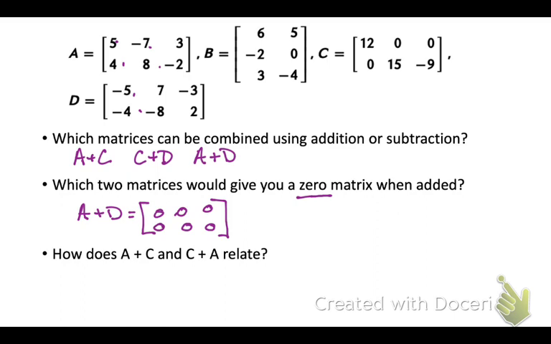How does A plus C and C plus A relate? They should be the same, correct? Yes, but it's addition, right? So addition is commutative. They are the same. Actually, they're equal. Let's use some math words.